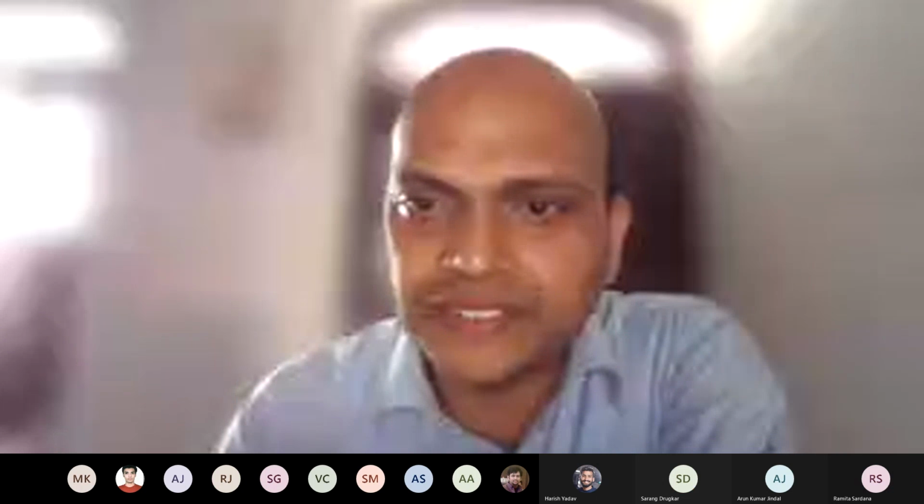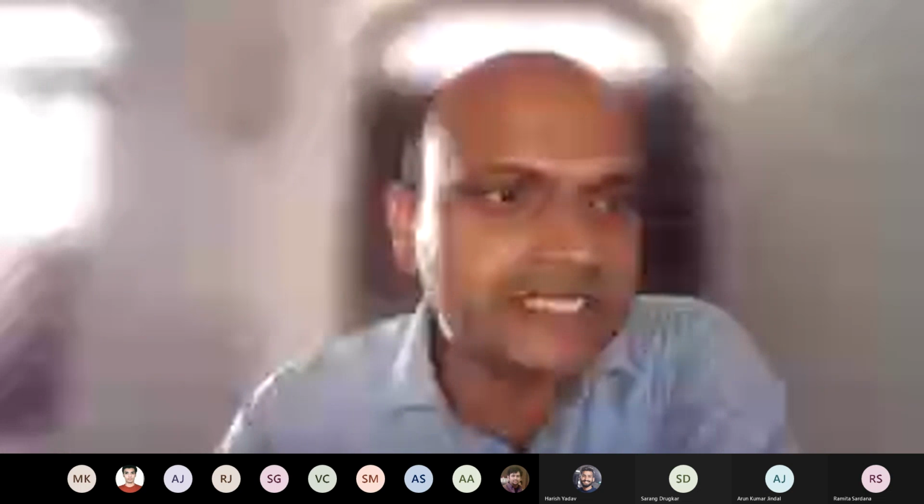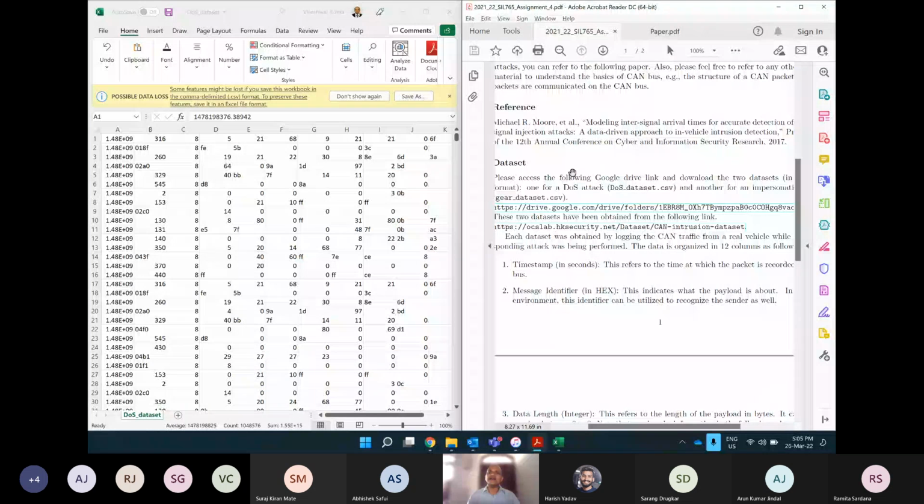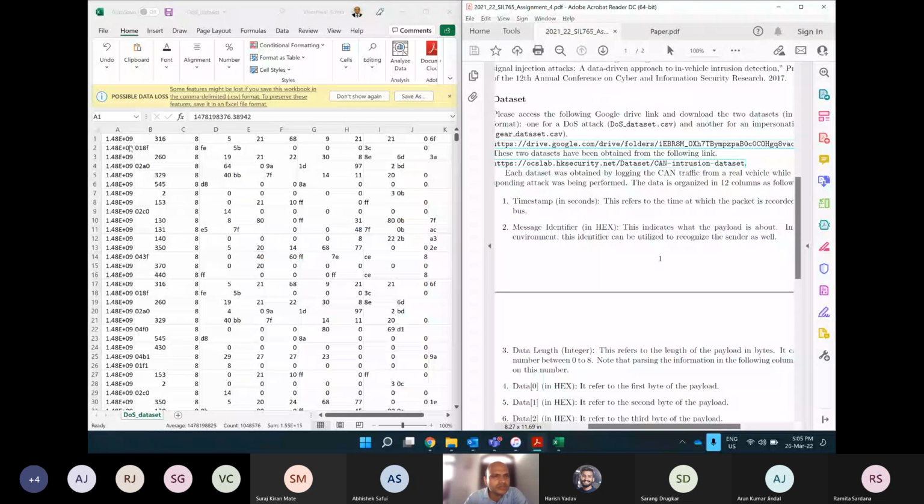Yes, so the first column is the timestamp. If you see, this is a timestamp in seconds. Typically the messages have a periodicity of 10 millisecond, 20, 50 millisecond, or even 100 millisecond. So these are typical periods of messages which you could see on a regular CAN bus. Okay, but that is the periodicity of one message.